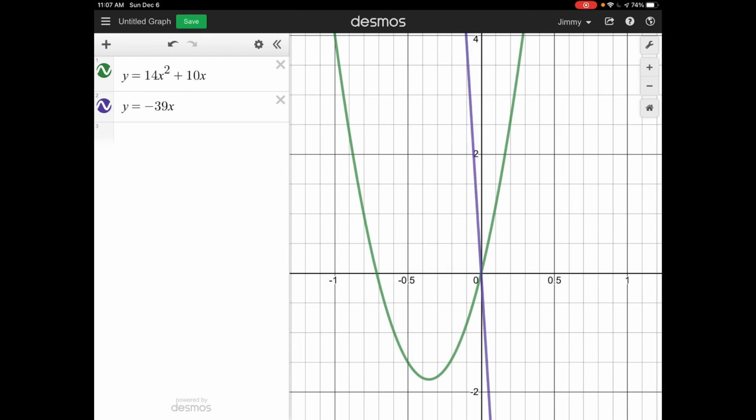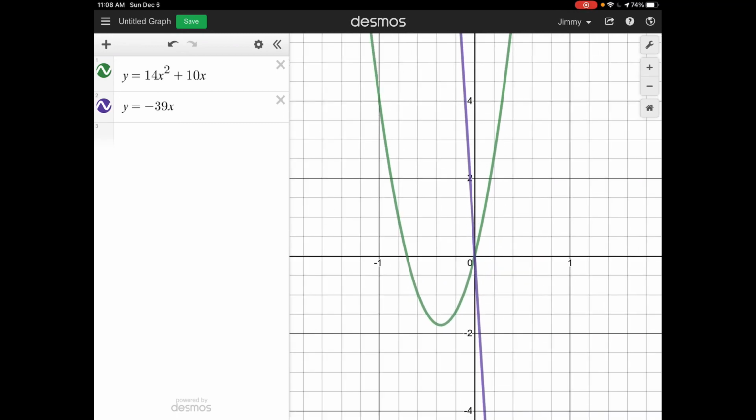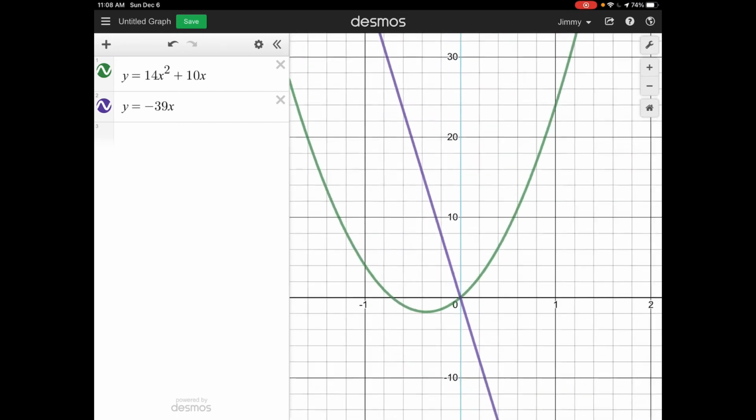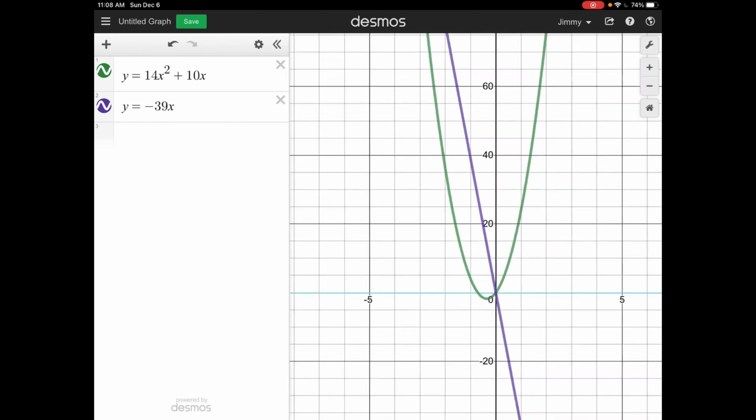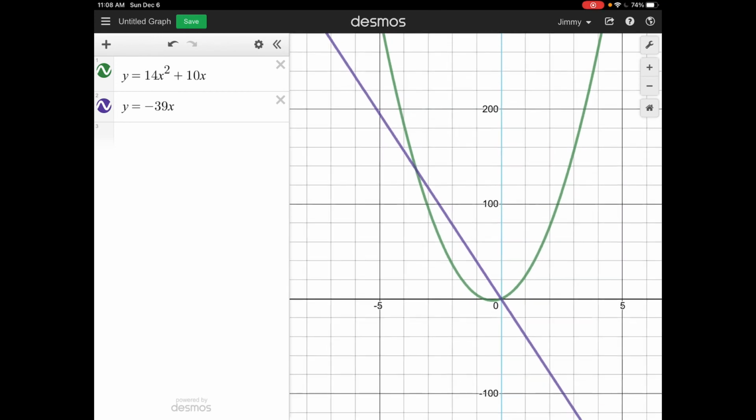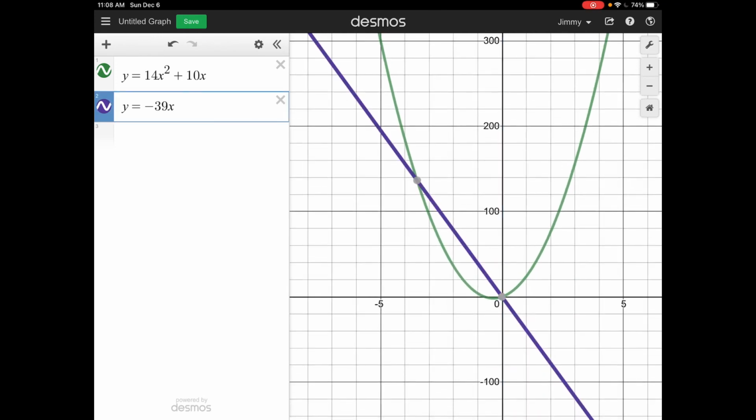Now, to go find the other one, we're actually going to have to change our zoom. So we're going to have to zoom out, and we zoom out to see where the lines touch. Now, you might have to do a couple of zooms to look and find, but they do cross a second time. And so I'm going to look at where they touch, and they cross at negative 3.5, which is the same thing as negative 7 over 2.